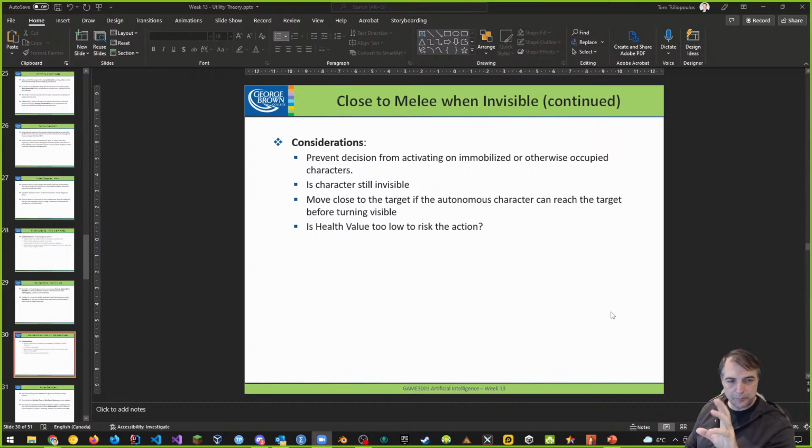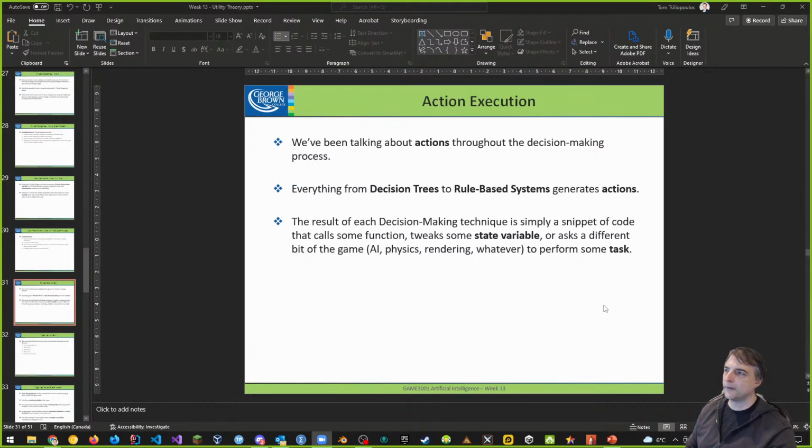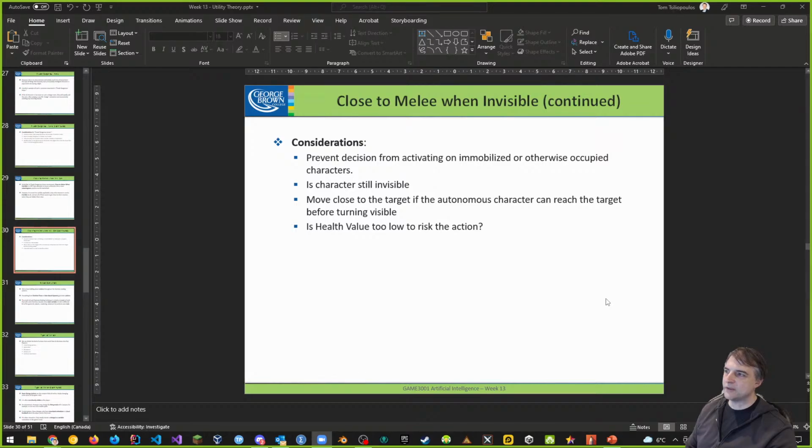So these are all things that we bundle together to create more of a complex action sequence, a more complex kind of decision. Because you know what? There's a lot of things to consider, lots and lots of things. Okay. All right. Any questions about utility?